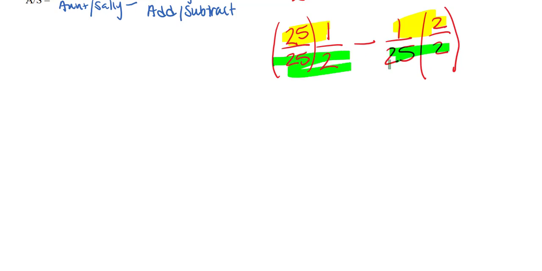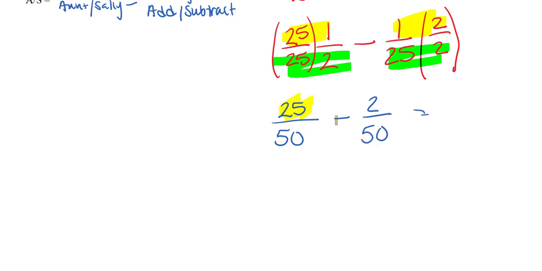Let's do green. So let's go ahead and do that. So we have 25 times 1 is 25. 25 times 2 is 50. Minus 1 times 2 is 2. 25 times 2 is 50. So 25 minus 2, because we only subtract what's on the top, and then we keep our denominator. So we have 50 on the bottom, but 25 minus 2 is 23, and that's over 50, and that would be the reduced fraction. We can't reduce it anymore.